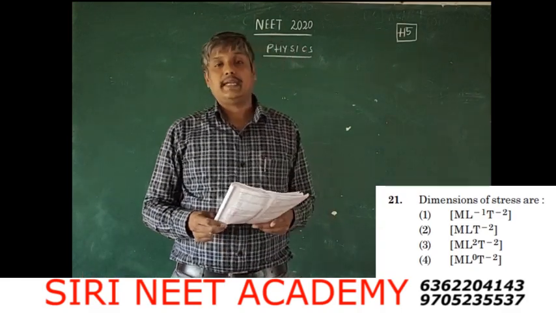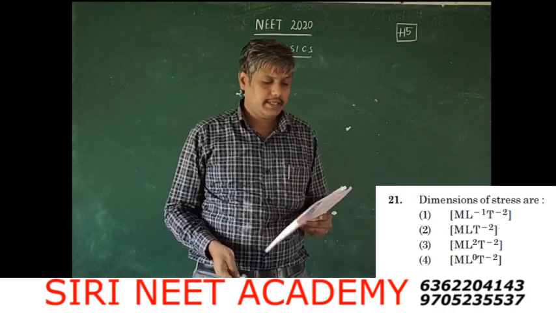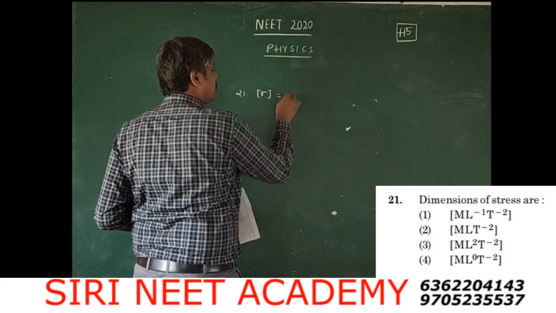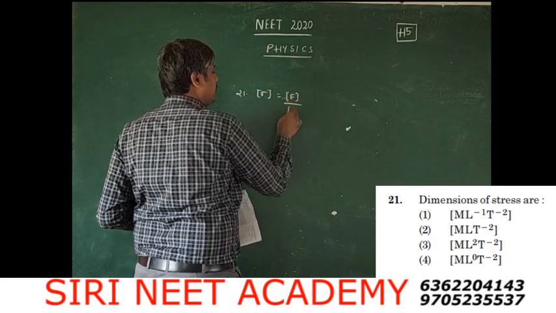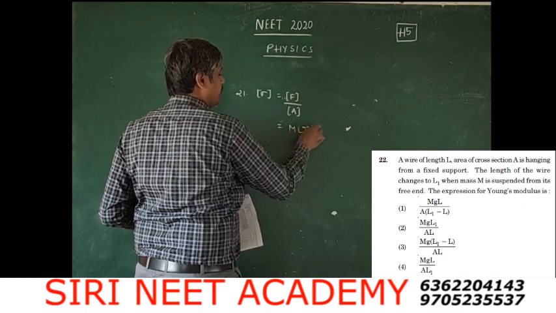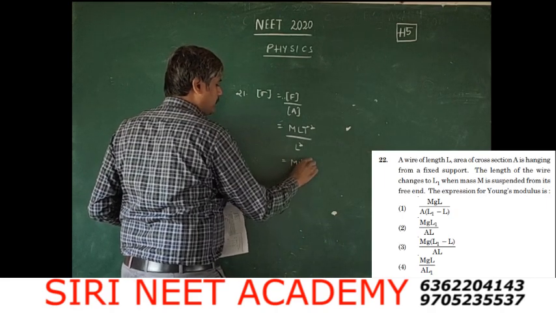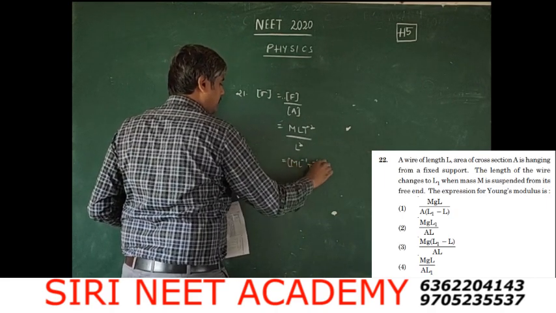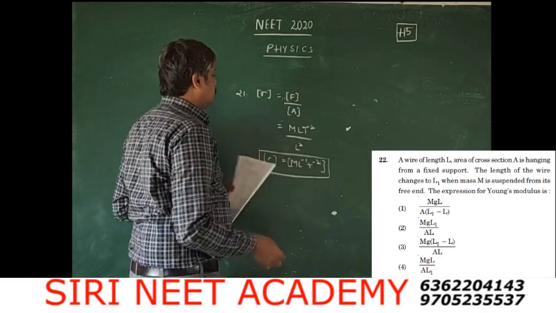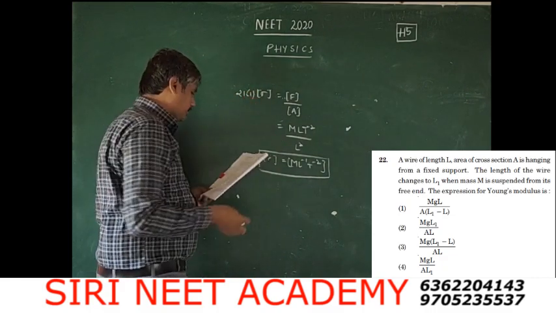21. Dimensions of stress. Stress is the restoring force developed per unit area. So dimensions of stress is equal to dimensions of force by dimensions of area. Force is M L T power minus 2 and area L square. So it will be M L power minus 1 T power minus 2. So the option corresponding to this will be the first option.